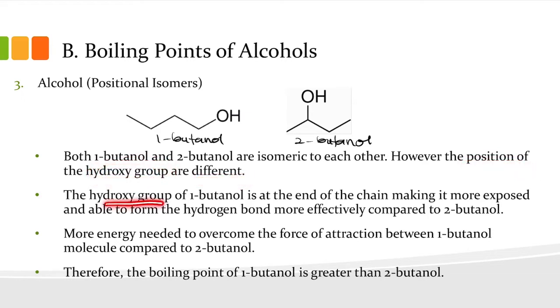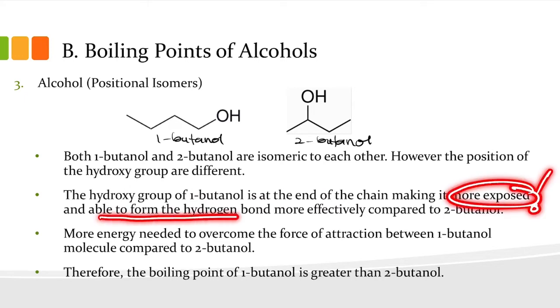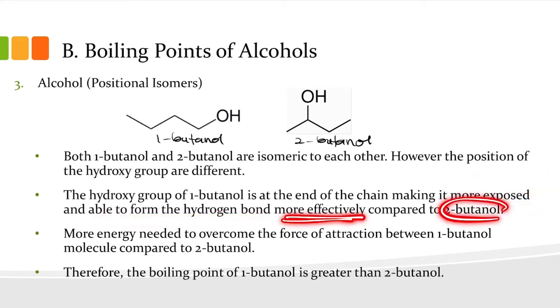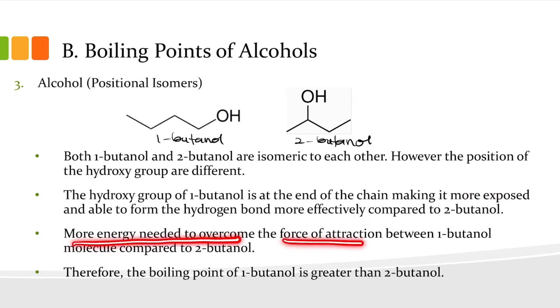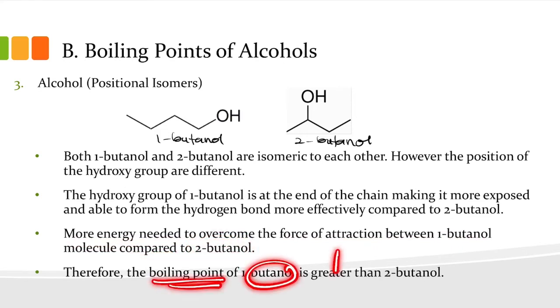The hydroxy group of 1-butanol is at the end of the chain, making it more exposed and able to form hydrogen bonds more effectively compared to 2-butanol. More energy is needed to overcome the force of attraction between 1-butanol molecules compared to 2-butanol. Therefore, the boiling point of 1-butanol is greater than 2-butanol.